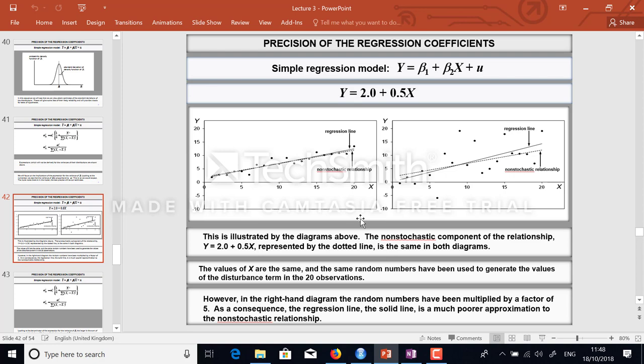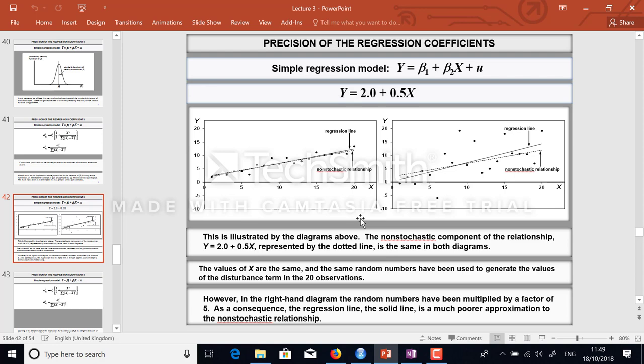Then we have the actual dots. Now this solid line is the regression line. The actual dots here are with smaller variation in u's. That's good, right? And here the variation is very wide. As a result, the line here is just poorly approximated. We want to be as close as possible to the dotted line, because the dotted line is the true line. With the outliers, the u's are wider. You see the u's are wider here.